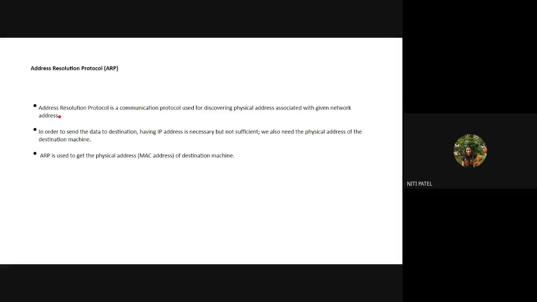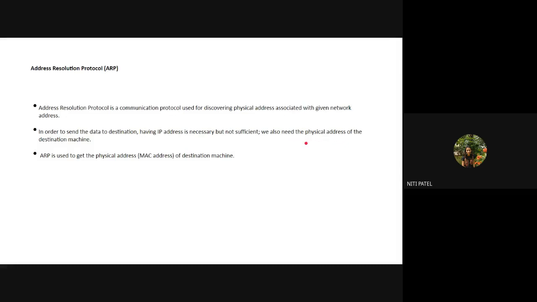So I repeat again, we require two things, MAC and IP address. Whenever a system wants to communicate, your MAC address is called the physical address and your IP address is also called the logical address or network address. So the protocol which takes the IP address and finds out the MAC address is called Address Resolution Protocol. So in order to send the data to a destination, having only an IP address is not sufficient. We should also require a MAC address.